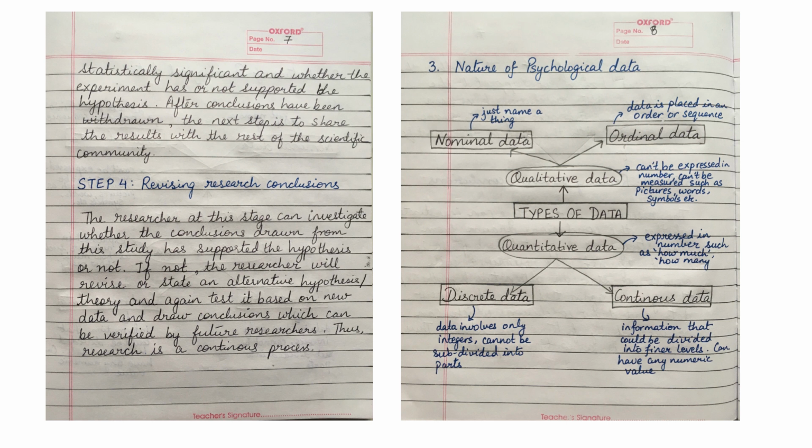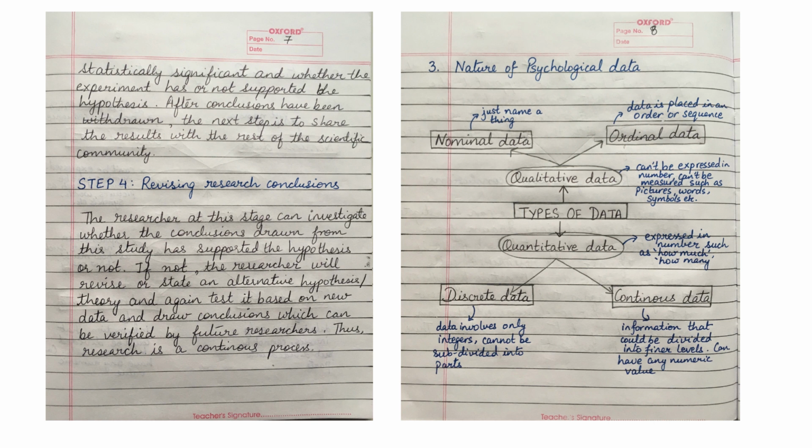Types of data. One is qualitative data, that can't be expressed in numbers, can't be measured, such as pictures, words, symbols, etc. Next is the quantitative data, which is expressed in numbers such as how much, how many. Under qualitative data, there are two types of data. One is nominal data, like just a name, a thing, and the other is ordinal data. Data is placed in an order or sequence.